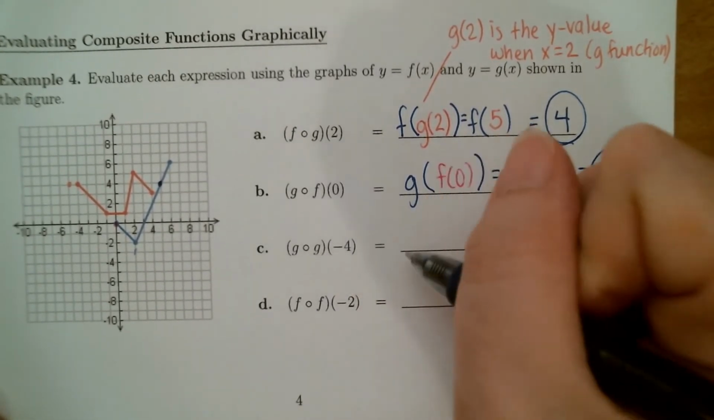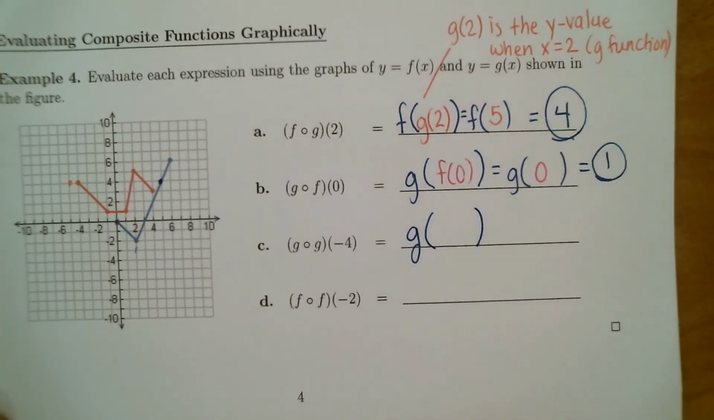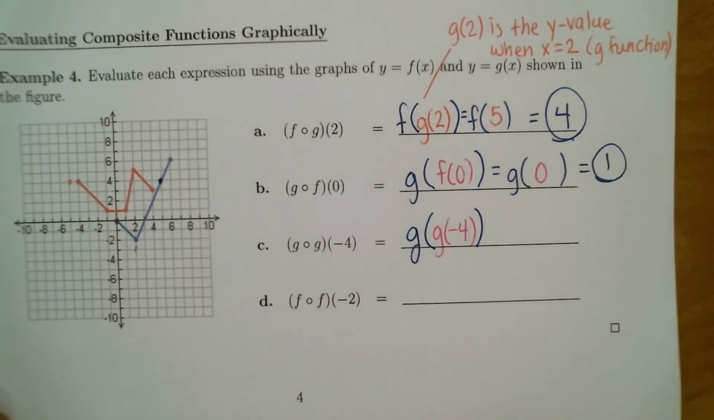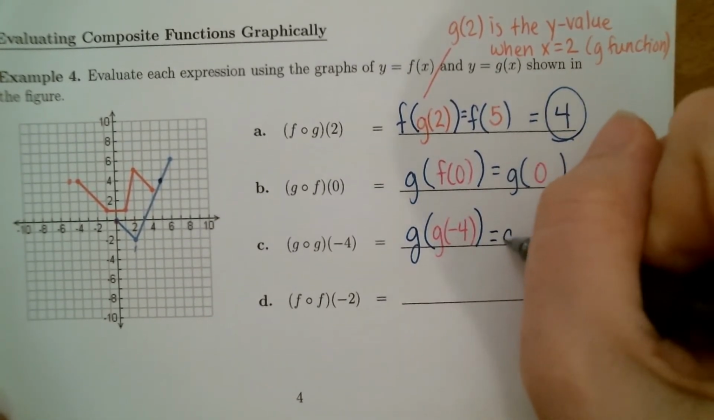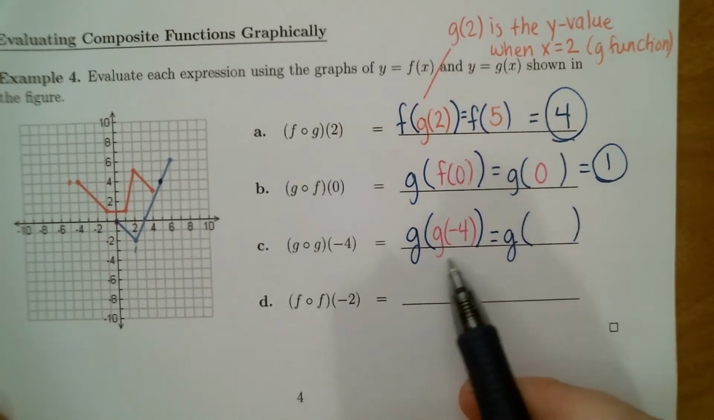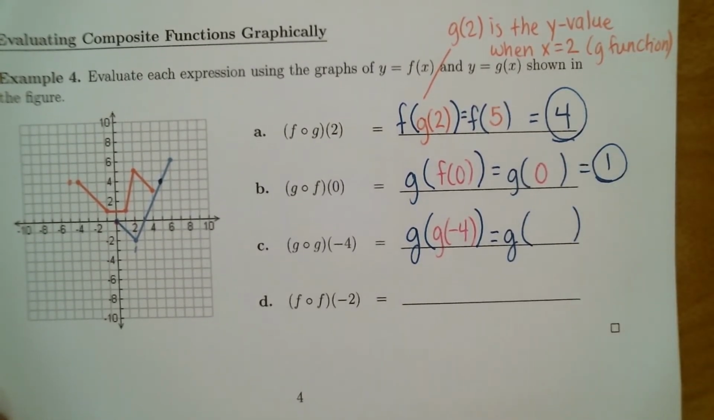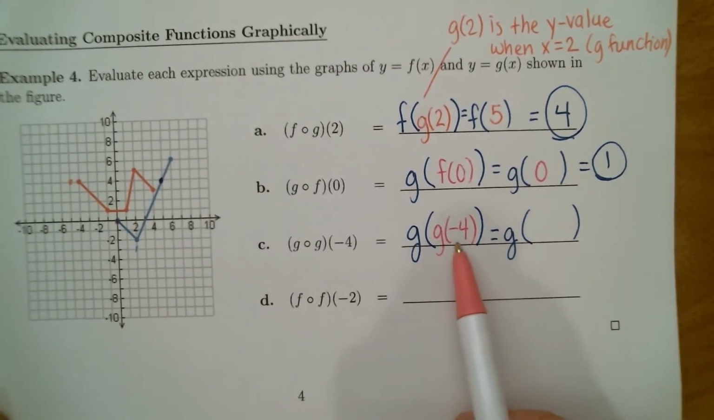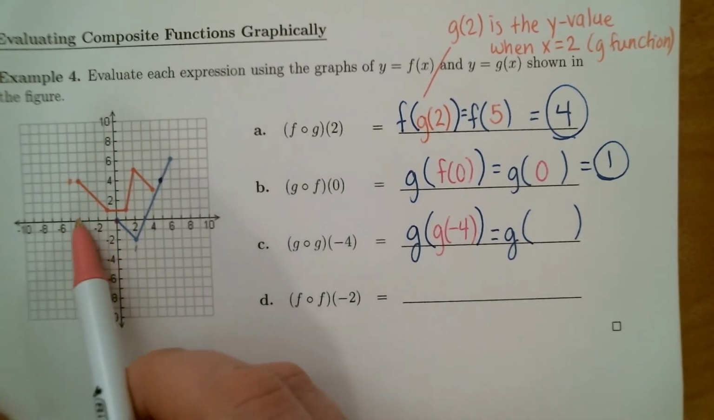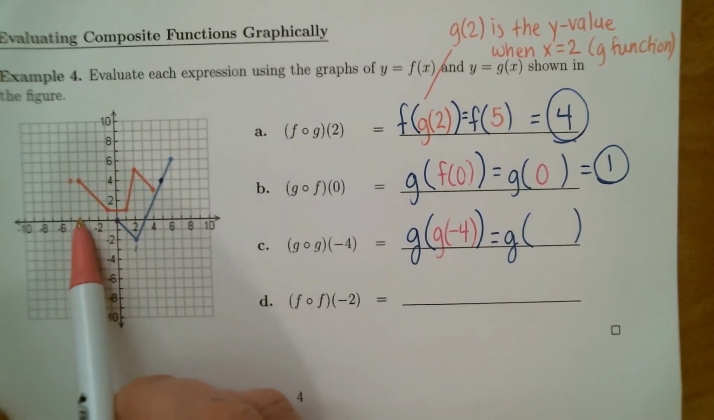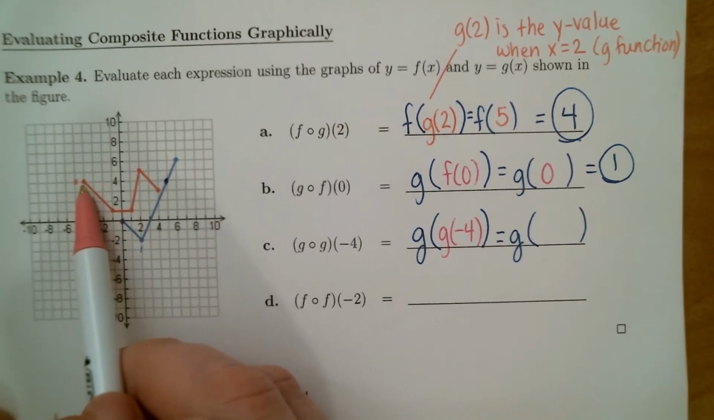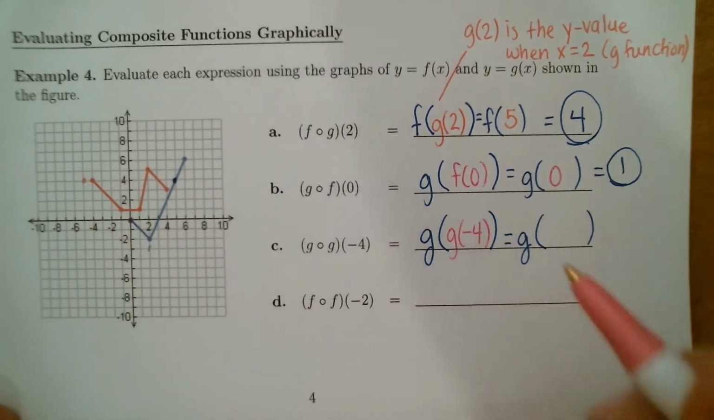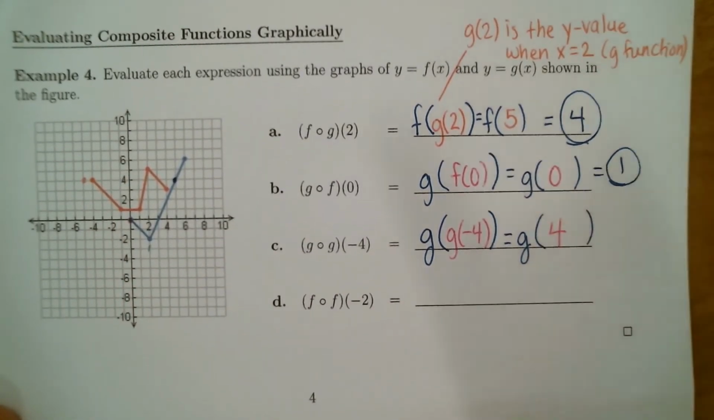All right, so next one. g of g of -4. Again, we're going to leave the outside function alone. We're going to concentrate on what g of -4 is. So you're plugging -4 into the g function. Whatever's in the innermost parentheses here, this is your x value. So go to x is -4 right here. Go up to the red graph, find that point, and look at the y value. The y value is 4. So g of -4 is 4.